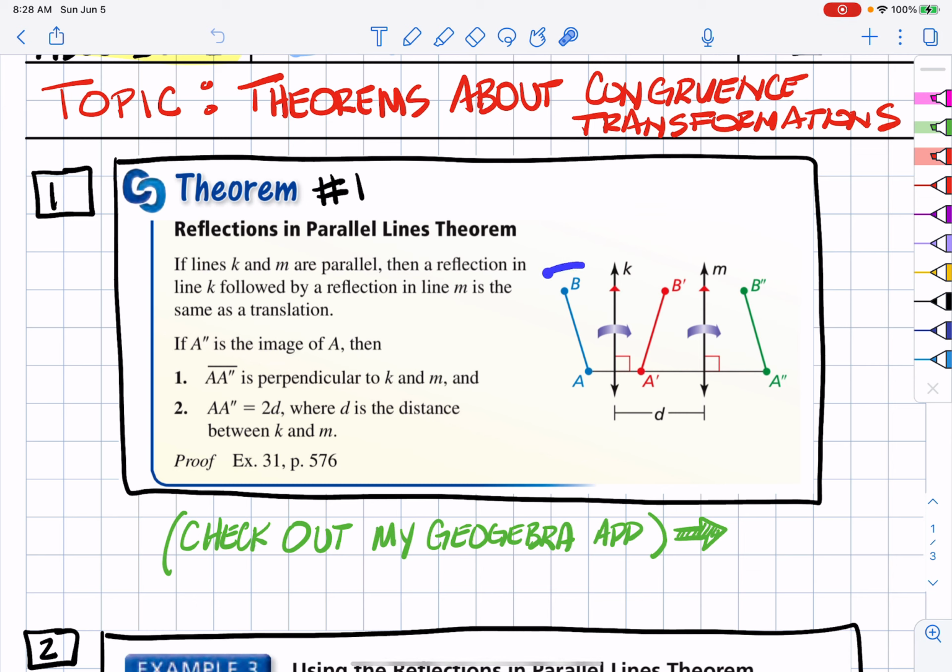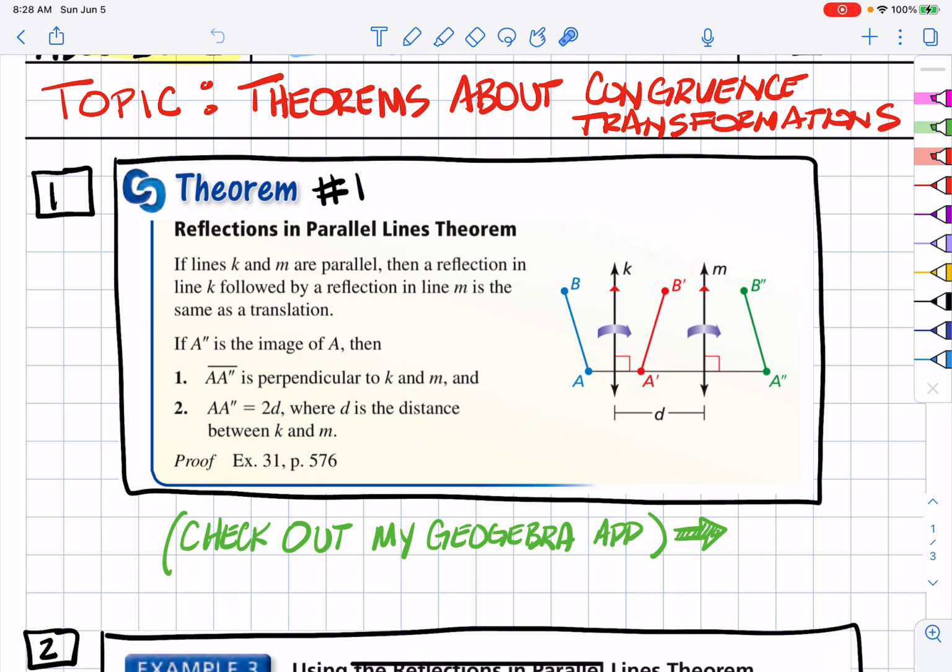So let's say you have an object, or a figure in the plane. Like, right now we have line segment AB. If I reflect line segment AB over line K, then obviously I would get A prime and B prime. And notice the reflection because we're going over the line K. So B goes to B prime, and then A goes to A prime, okay?